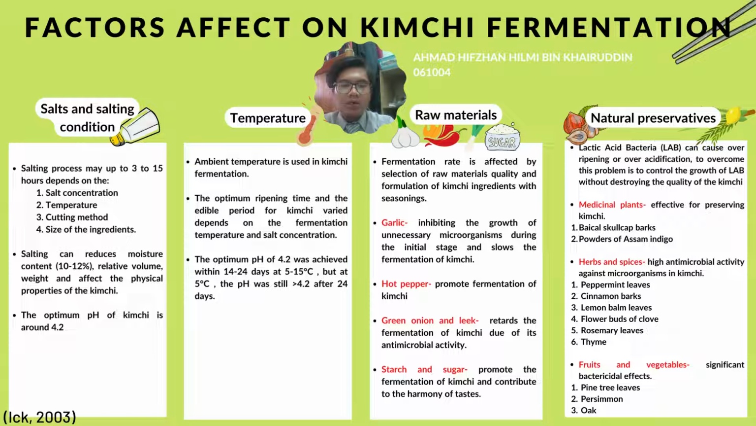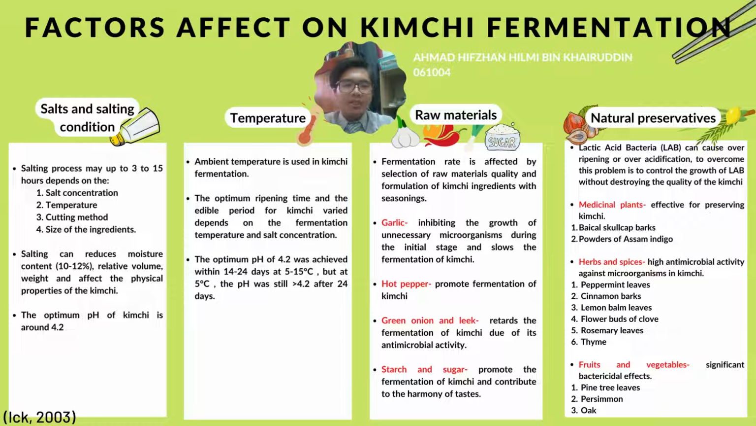Garlic inhibits the growth of unnecessary microorganisms. Hot pepper promotes fermentation of kimchi. Green onion and leek retard the fermentation of kimchi due to their antimicrobial activity. Starch and sugar promote the fermentation of kimchi and contribute to the harmony of taste.